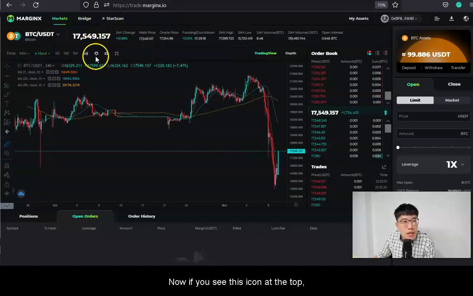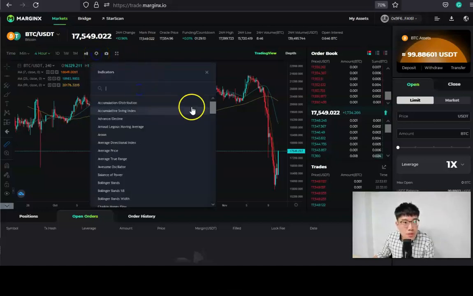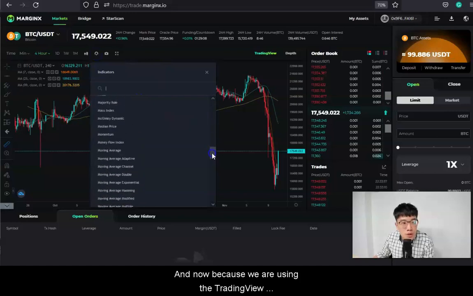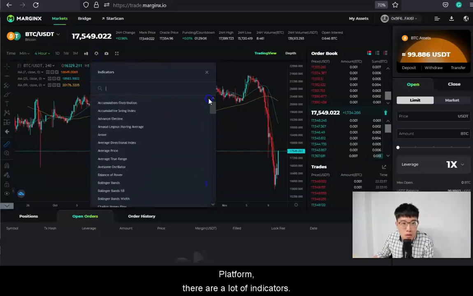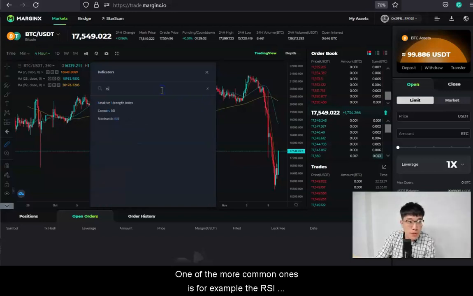Now, if you see this icon at the top, just beside that camera icon, this is actually the indicator icon. So all you gotta do is click on it. Because we are using the TradingView platform, there are a lot of indicators. If you were to just do some research, you'll be able to find a lot.